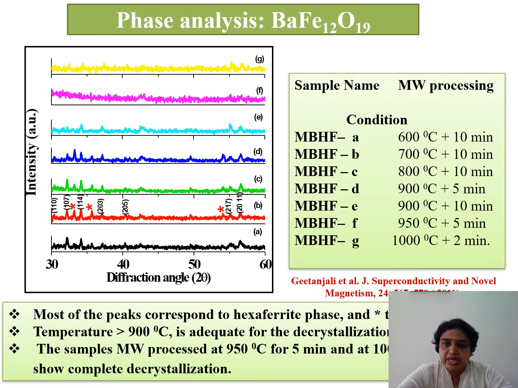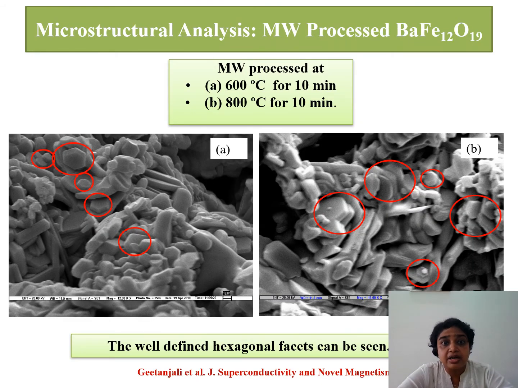What we obtained was that at 1000 degrees for 2 minutes the entire oxide structure was decrystallized. Most of the peaks disappeared. This is the sample processed at 1000 degrees for 2 minutes. The hard ferrite, barium hexaferrite, all got decrystallized within a few minutes, in 2 minutes at 1000 degrees centigrade. Then we measured its magnetic and microstructure properties.